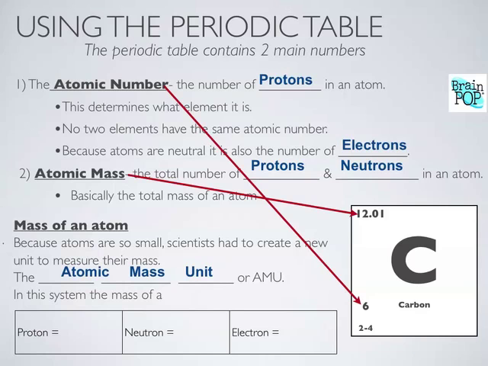In this system, a proton has a mass of 1 AMU. A neutron has a mass of 1 AMU. An electron is so very small that we basically ignore its mass and say it has a mass of 0.